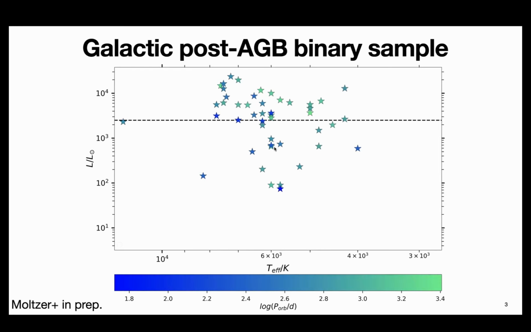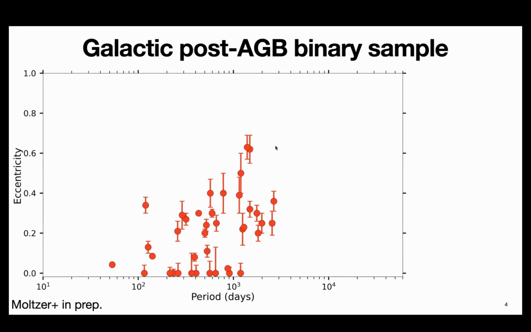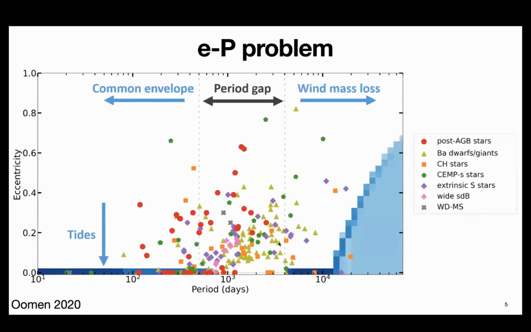Let's investigate these orbital properties just a bit further. Here I'm plotting period on the x-axis versus eccentricity on the y-axis for our galactic sample. You can see that there are circular systems, but there are also pretty highly eccentric systems all the way up to 0.63. And the periods range from around 50 to around 2000 days. And this is actually kind of problematic. Hans already kind of showed it.